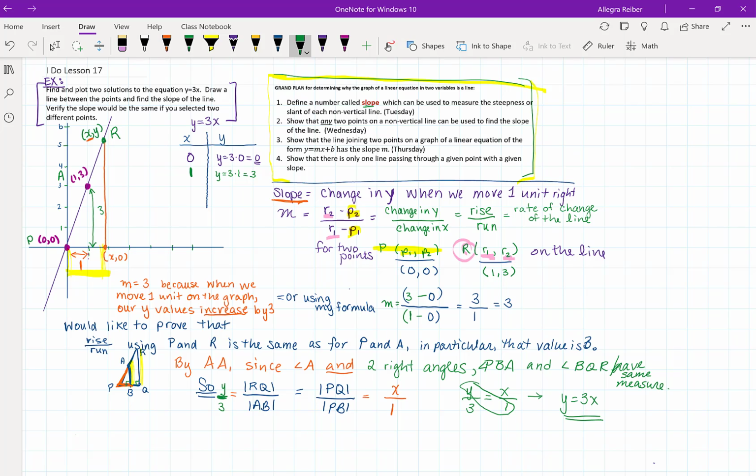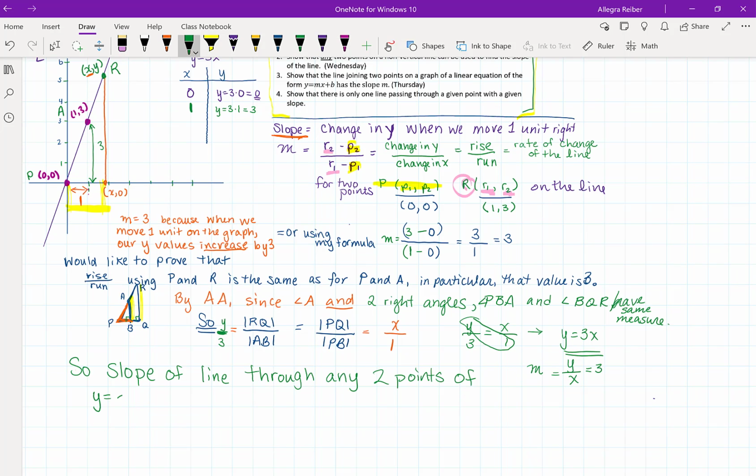Now, if y equals 3x, then what is the ratio of y to x? Notice the ratio of y to x is 3, and that would have represented the slope of my line. So we've established that the slope of the line between any 2 points will in fact be the number that is the coefficient on x. So the slope of the line through any 2 points of the equation y equals mx is the number m.